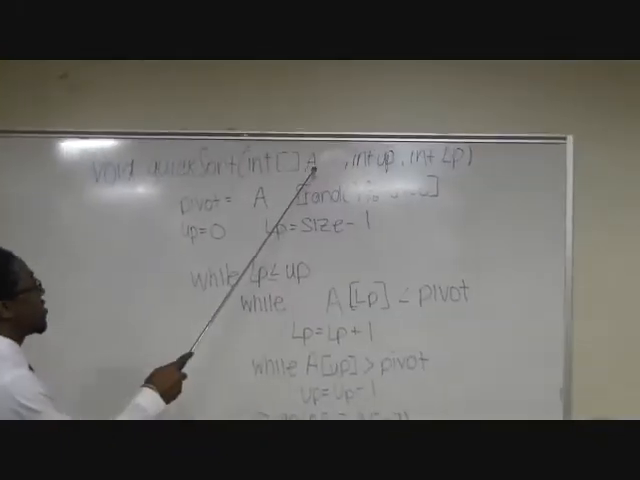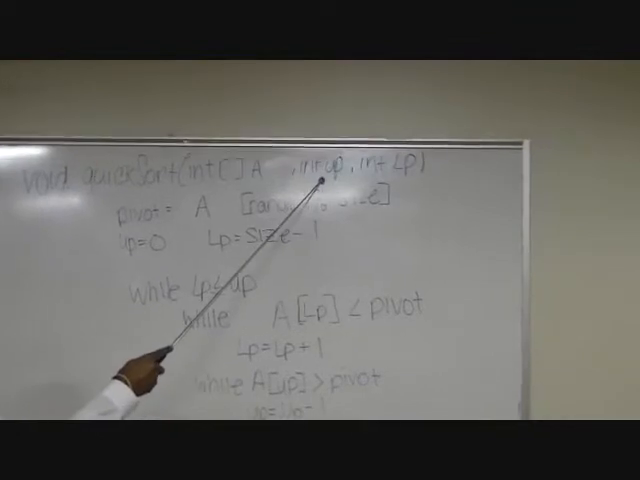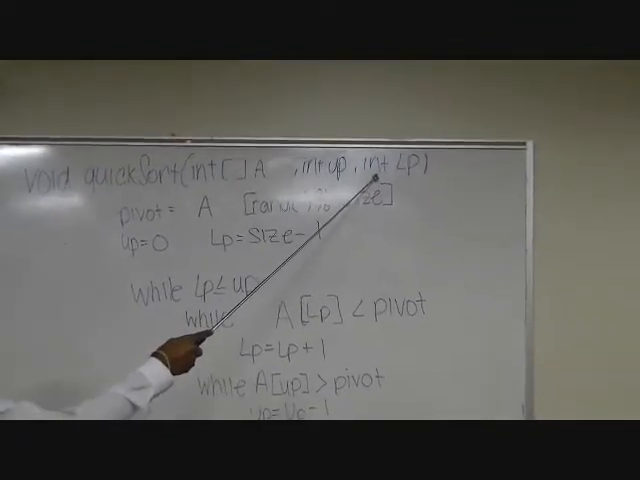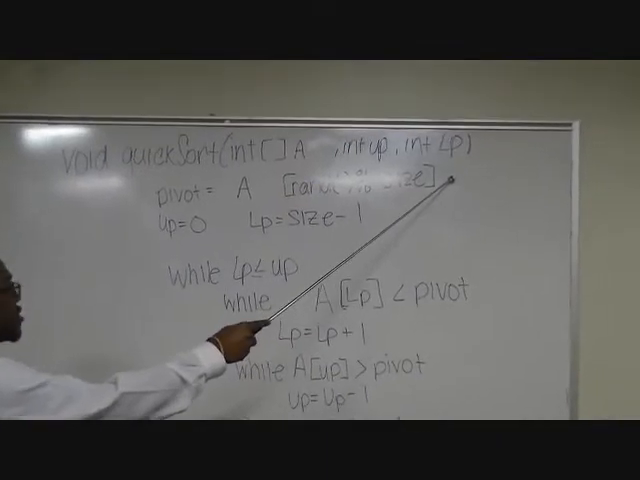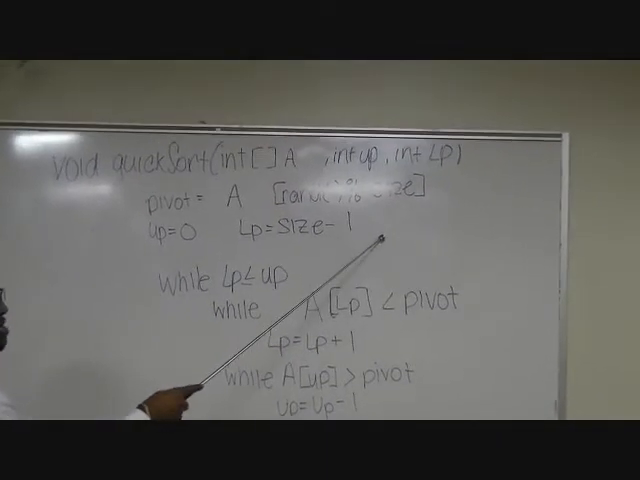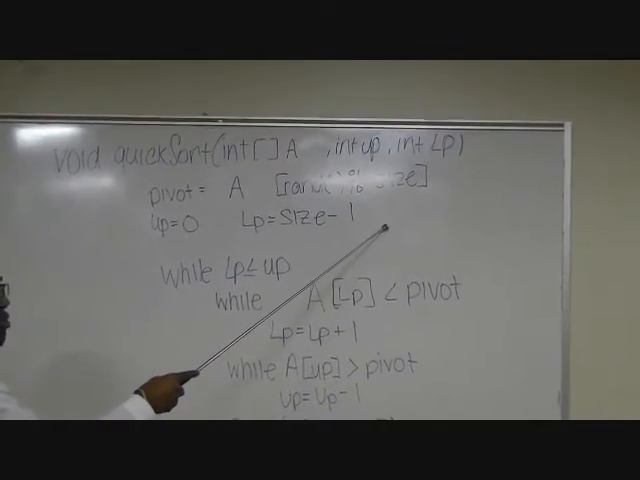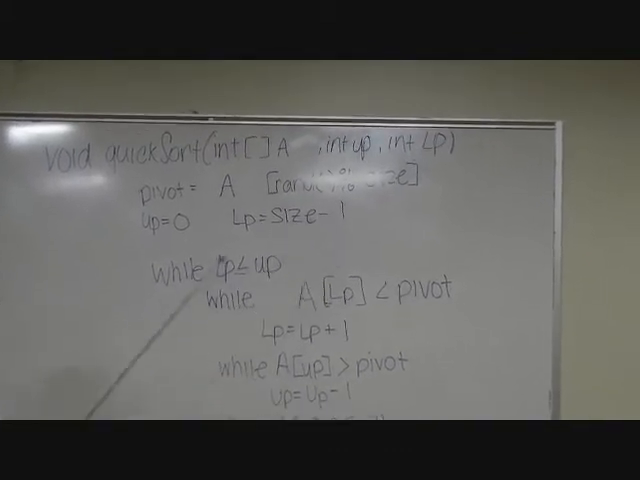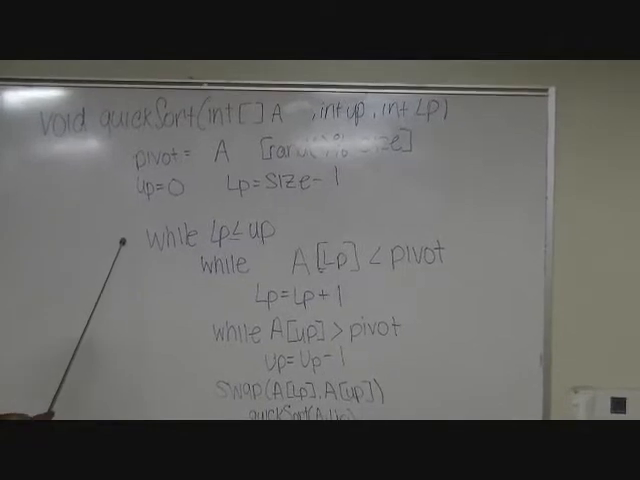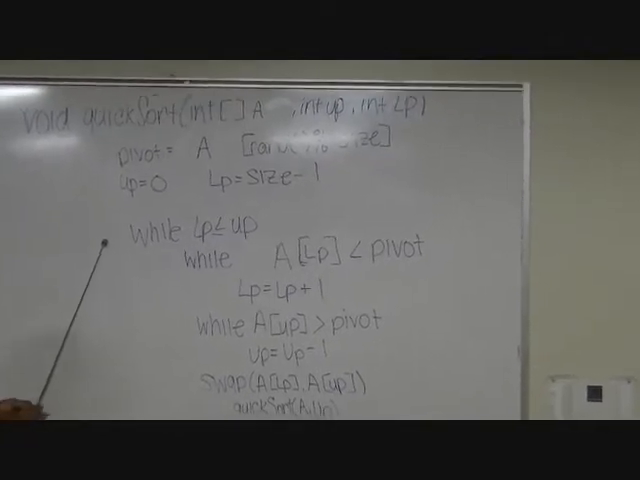Here we have our array. We have int upper pointer, int lower pointer. Next, we're going to randomly generate a pivot point within our array. Here, we're going to set the lower index and the upper index to the least and greatest indexes of the array. Next, we have a while loop that runs until LP is equal to UP.